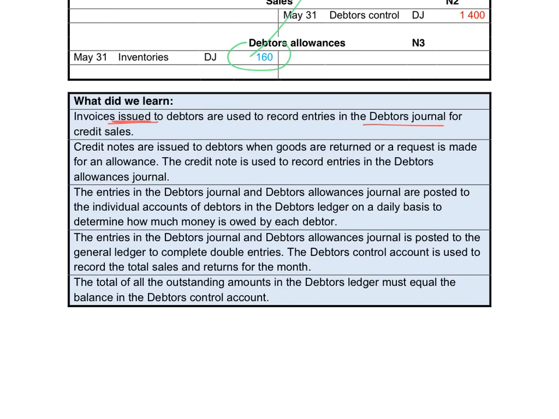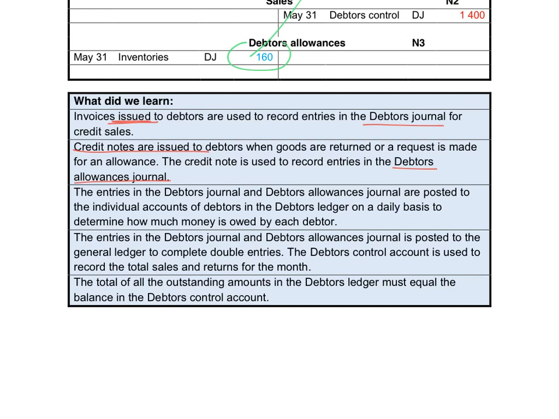When we issue credit notes to credit debtors, it's because they return goods or we want to give them allowance. These credit notes are used to record entries in the debtors allowances journal. So invoices issued, credit notes issued is in connection with debtors. Invoices received, credit notes received is in connection with creditors.